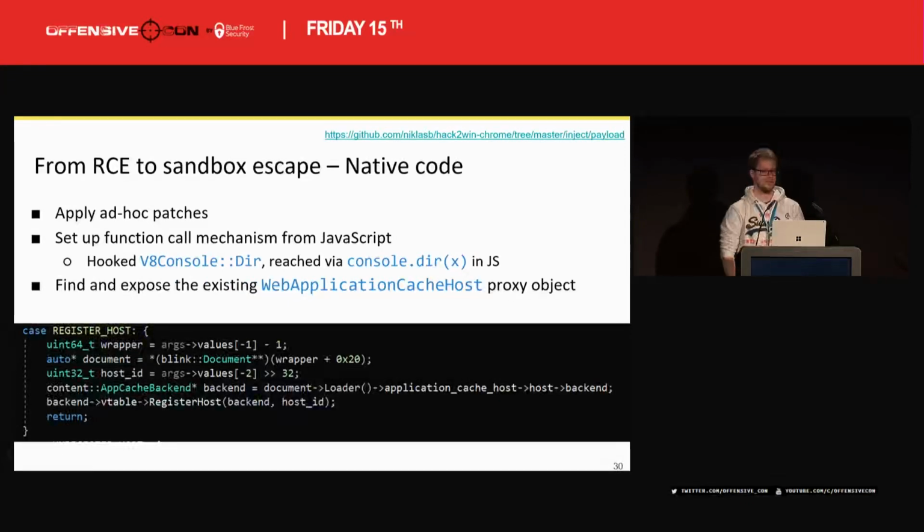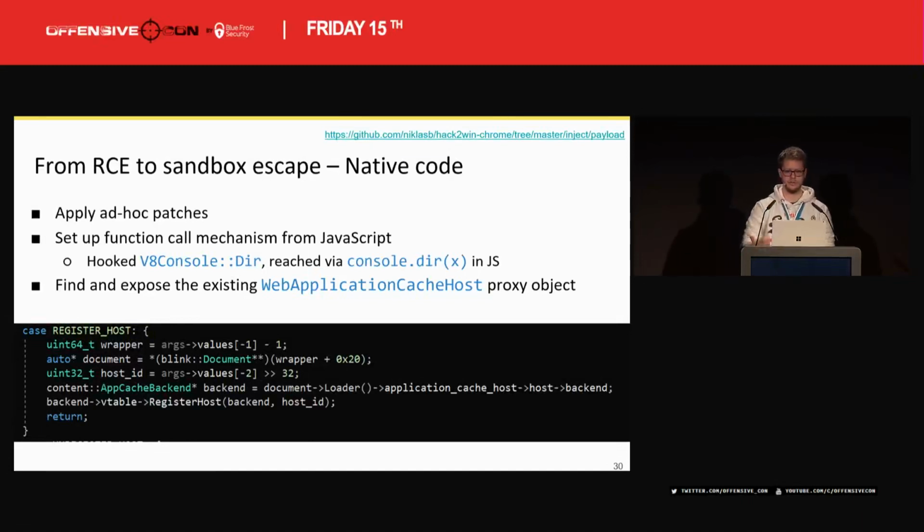So what does the C++ code actually do? First of all, it would apply some renderer patches that we needed, for example, to read back the cookies. But most importantly, it would hook one of the JavaScript standard library functions so that we could call from JavaScript into C++. And then through that hook, the C++ code exposed some native functionality to the JavaScript code. For example, to look up the so-called cache host proxy object, which you can call all these IPC functions on, like register host and so on that I showed earlier.